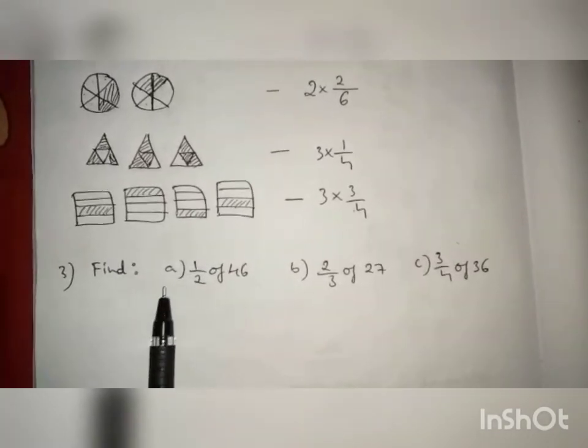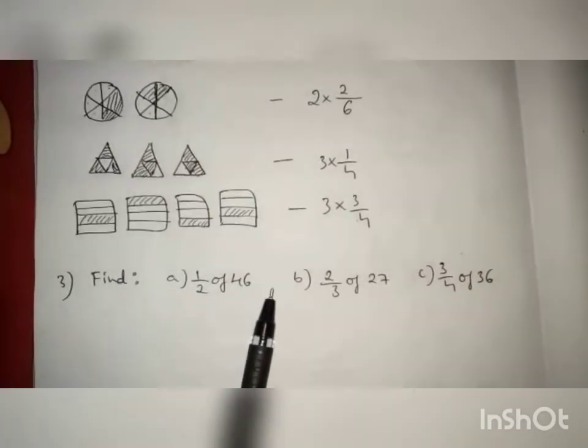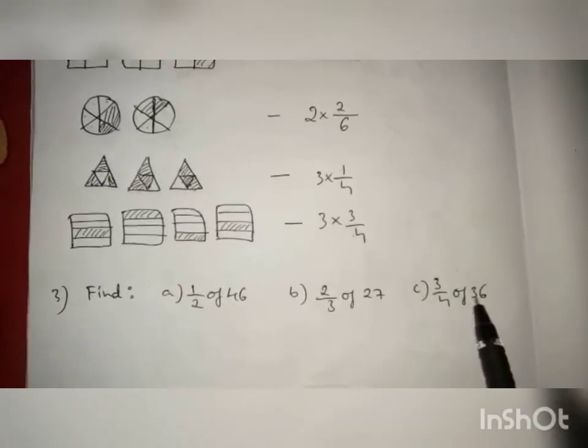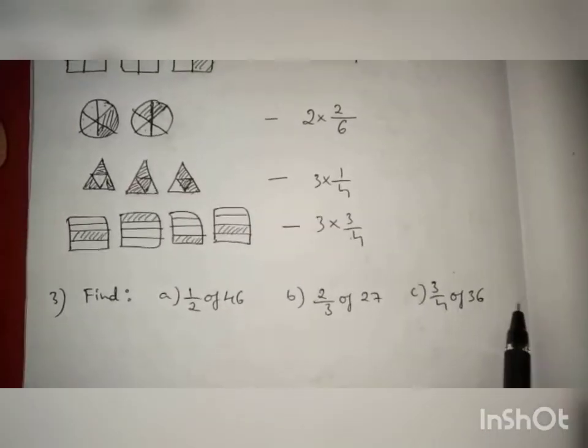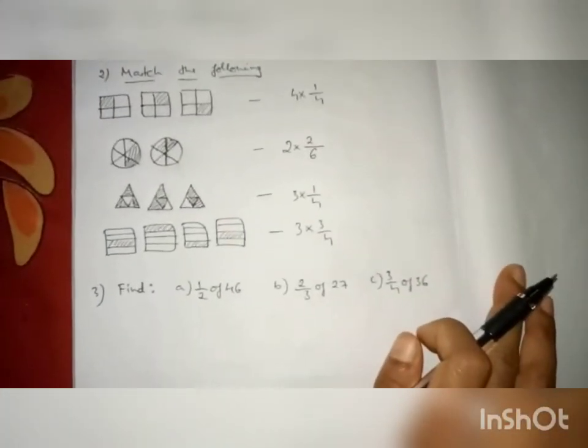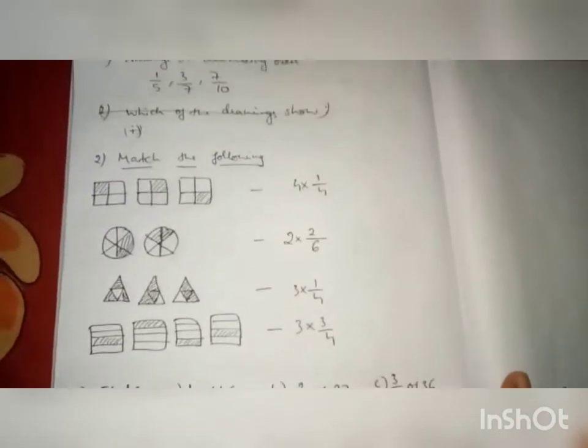Third question, find 1 by 2 of 46. Second one, 2 by 3 of 27. Third one, 3 by 4 of 36. Students, do all these questions.